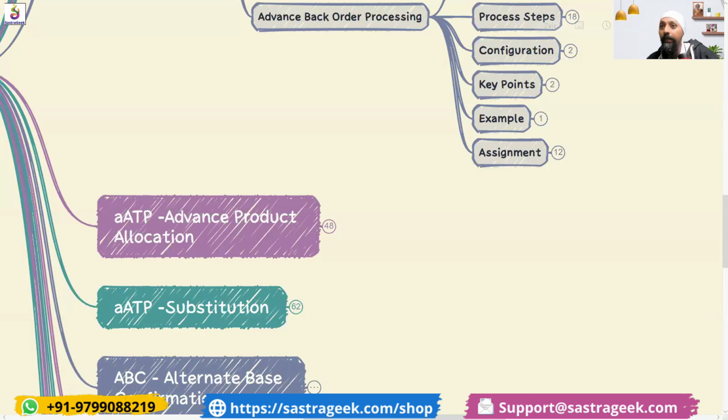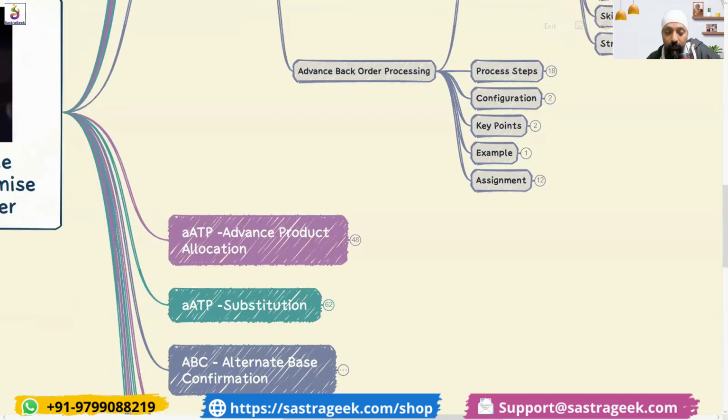From 2019 or 20, it became usable, because in 2017 the dashboards were not available. It was very difficult to identify, based on the product allocation, how much allocation has been done and how much allocation is pending. Standard reports were not there. Standard Fiori dashboards were not there. That came up in 2019 and got improved in 2020. So that is the advanced product allocation functionality which came up.